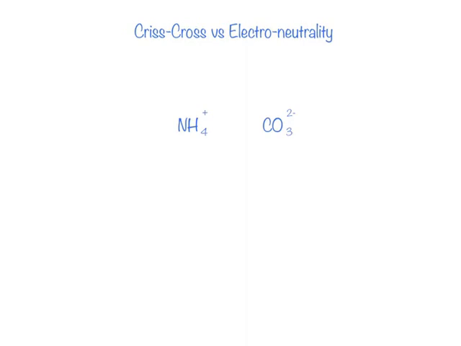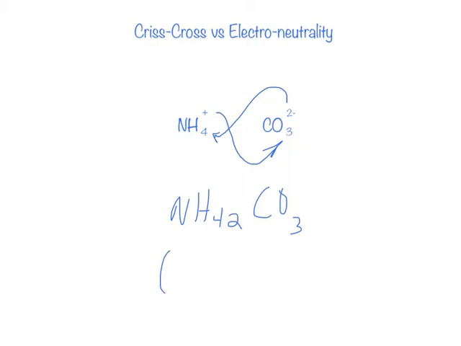So for example, when we have the ammonium ion and the carbonate ion, if we use the crisscross method, we'll put the plus down there, and it's plus 1, so we don't have to do anything, but we put the 2 down there. Now, you might be tempted to write this as NH42CO3, and that says that we've got 42 hydrogens. That's not right.